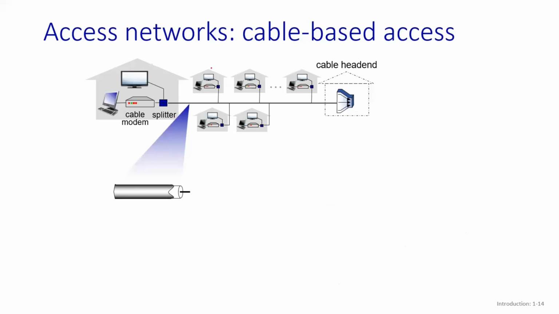So these houses are connected together. You can see these houses are connected together using the coaxial cable. So this is the coaxial cable, you can see. This is the larger picture of the coaxial cable. So these houses are connected using the coaxial cable, whereas this cable head end is connected to that point using fiber optics. So we are using both the fiber optics as well as the coaxial cable.